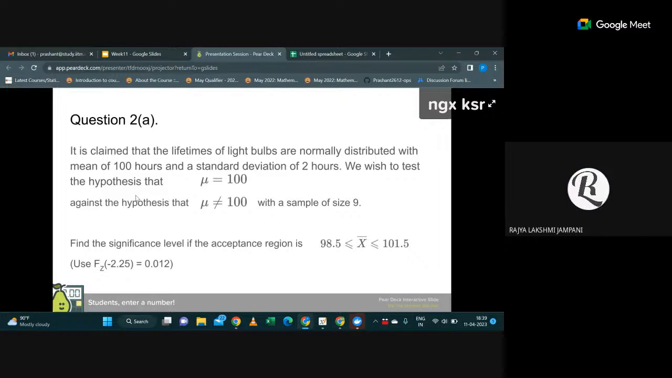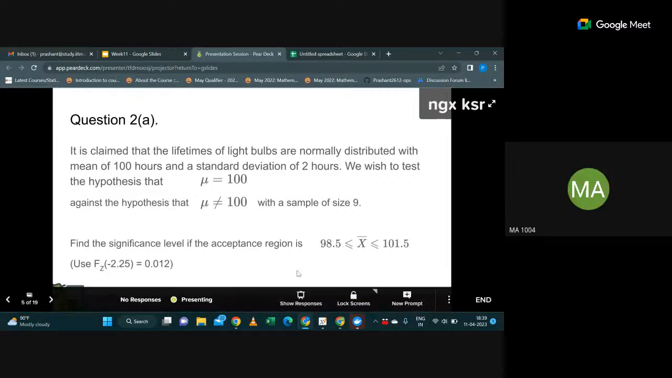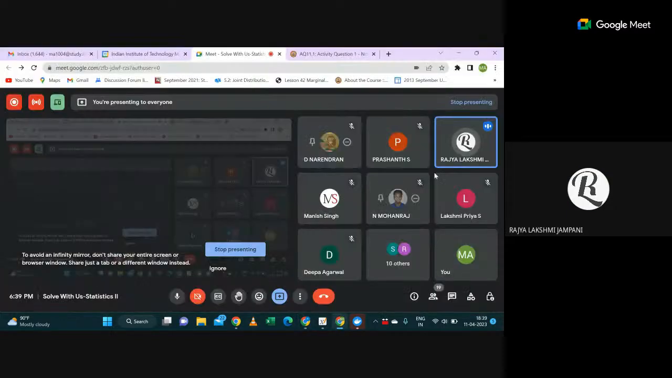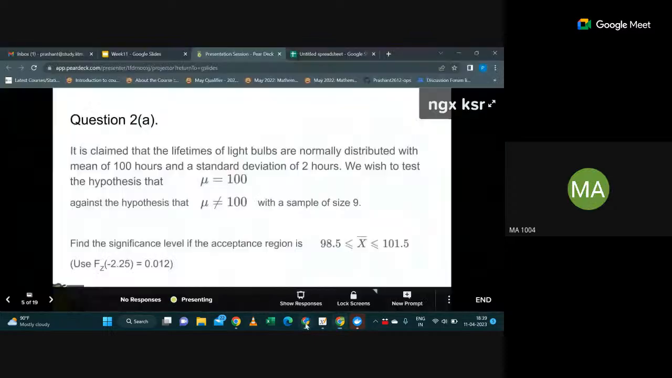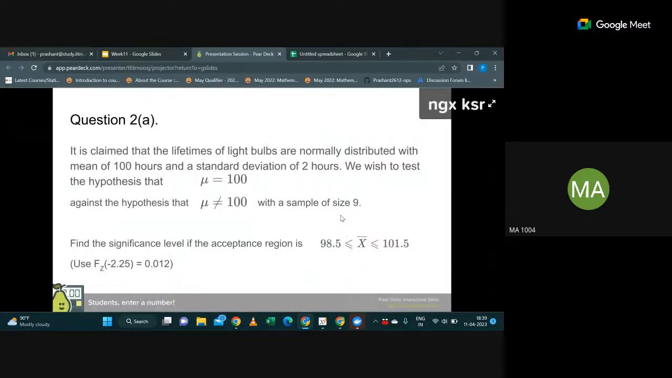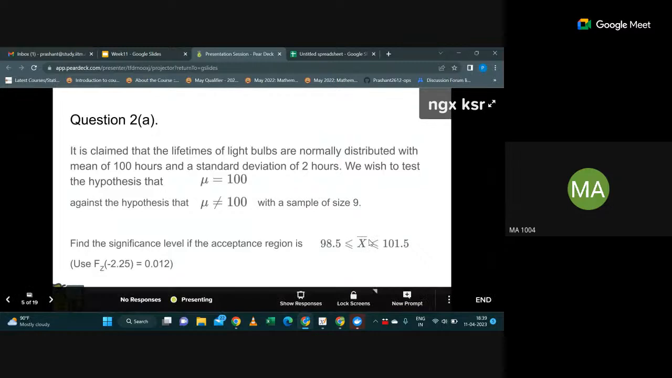So we have to find the significance level. We have to find the value of alpha if the acceptance region is this one. So be clear with it. It is saying it's the acceptance region. You have to find the value of alpha. If it's an acceptance region, then to find alpha I need the rejection region, right? So what will be the rejection region?